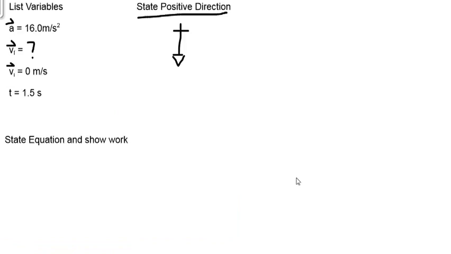Our next step is just to state the equation we're going to use and show our work. Because we have the variables of acceleration, velocity, and time, it makes sense to use our acceleration formula to solve. So acceleration is equal to VF, so final velocity, minus initial velocity, divided by time.